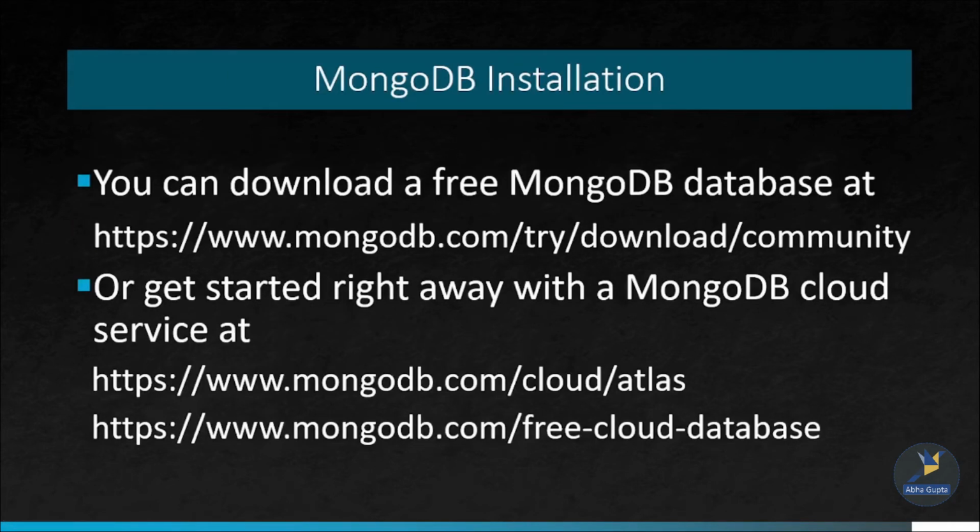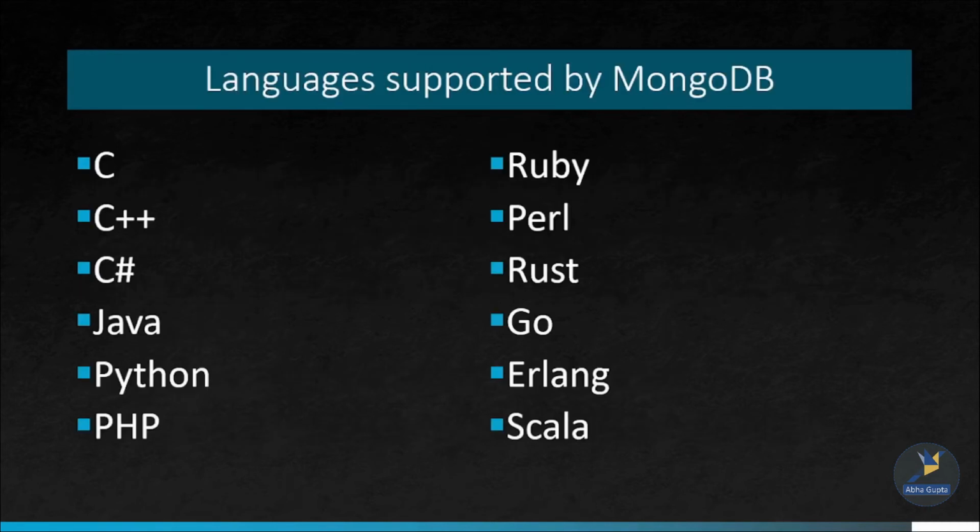MongoDB is free, and the database can be installed from their official website mongodb.com, and you can start working with the community edition, or we can also use the MongoDB cloud. Both the links are provided in this video. MongoDB currently provides official driver support for various languages like C, C++, C#, Perl, Ruby, PHP, and Python is also one of them.